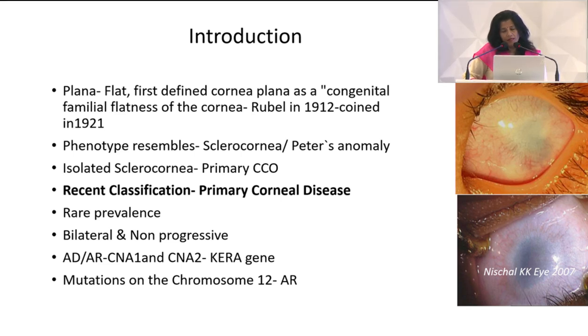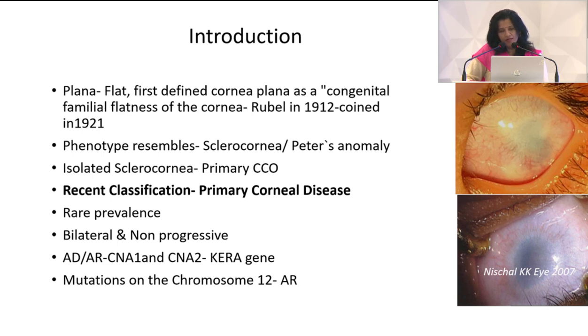So cornea plana, incidentally, has been existing even before the term sclerocornea was described. It was described as early as 1912 by Rubel in 3 siblings. But it was in the year 1935, by a publication of 3 authors, who highlighted the entire spectrum of cornea plana.